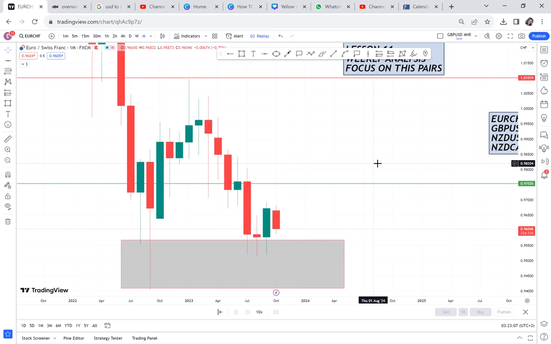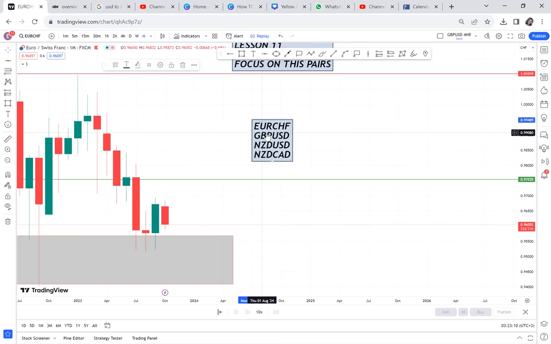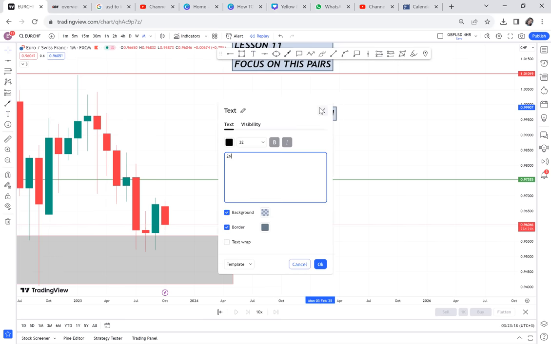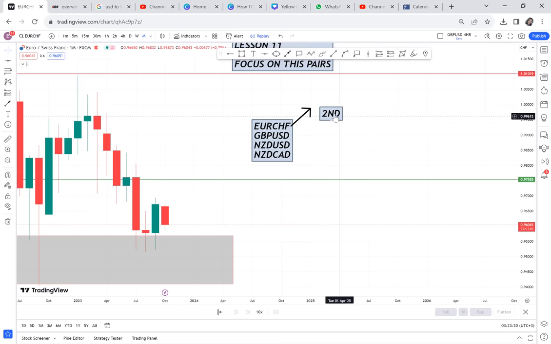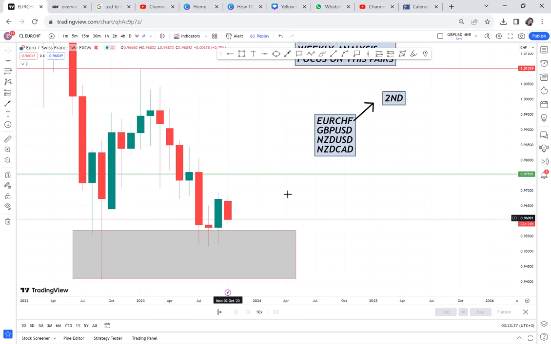You need to notice that Euro-CHF, this is the second week we are trying to trade it. And yet, no money we have gotten in the first week. It doesn't mean that the strategy is not good. It doesn't mean that we will leave it alone. All it means is that it needs more time. So Euro-CHF is in the second week. If you want to trade it, it is a buy.